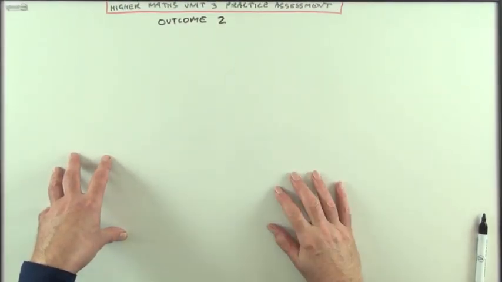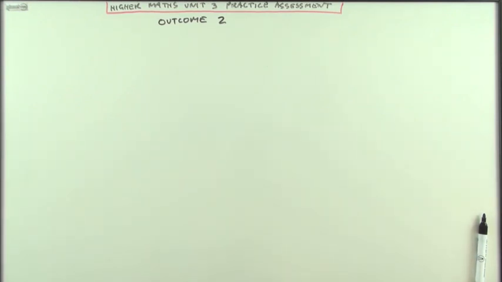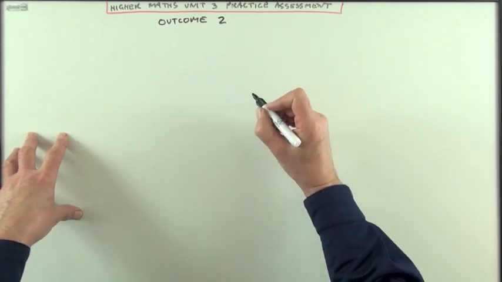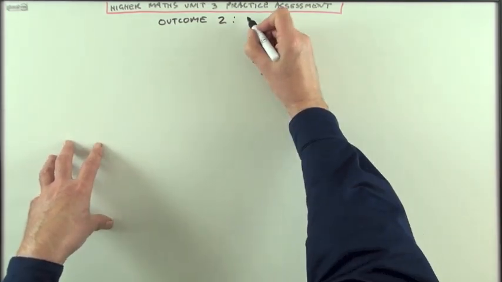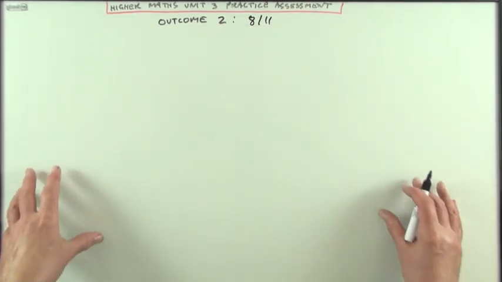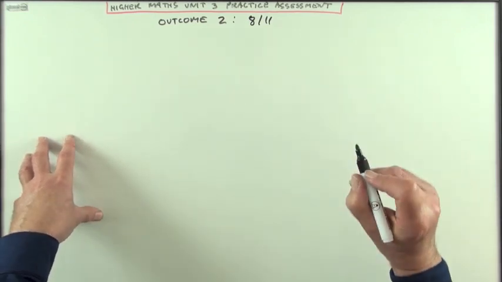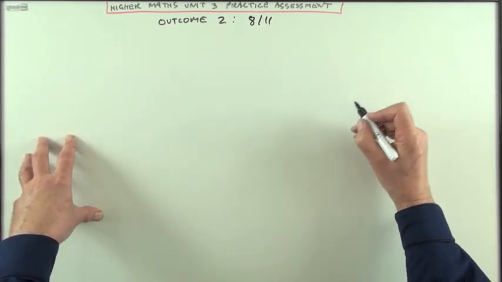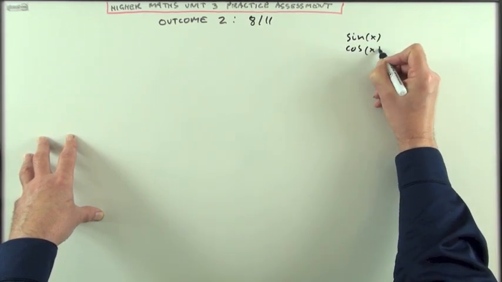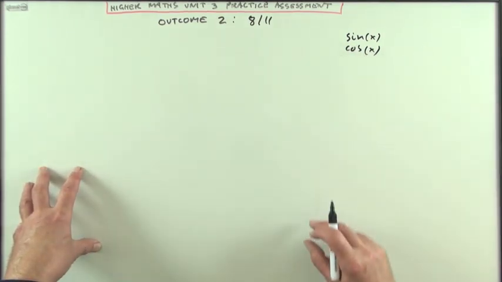Higher Maths Unit 3 Practice Assessment, NAB 3, Outcome 2 on Further Calculus. Now, this outcome has 11 marks available, and in order to pass it, you're required to get 8 out of those 11 marks. In the further calculus, the two things that you're meant to be able to do are: 1. Differentiate or integrate sine or cos of x. And 2 of the questions out of the 4 are on this.